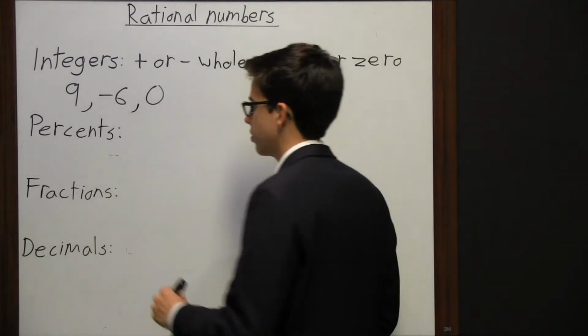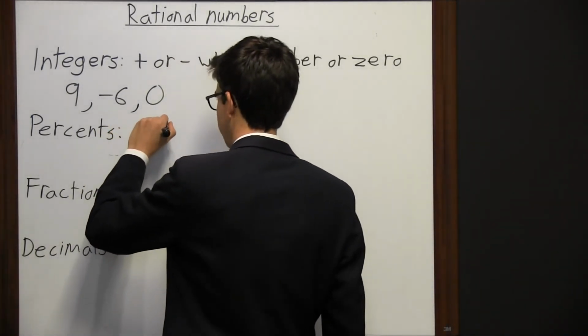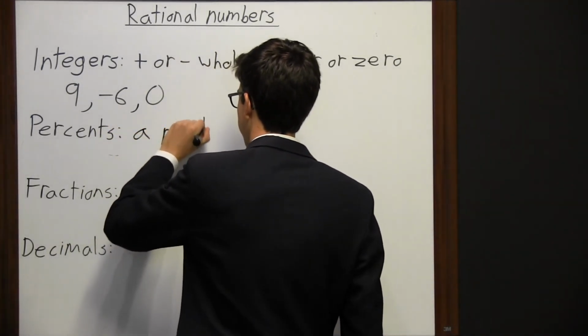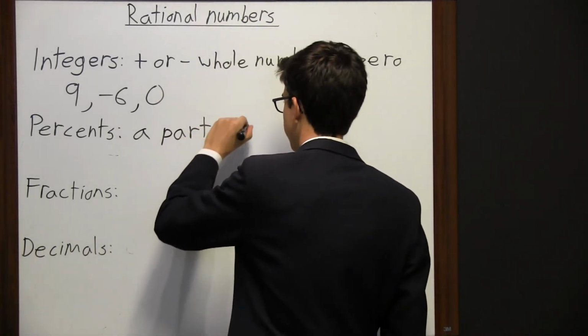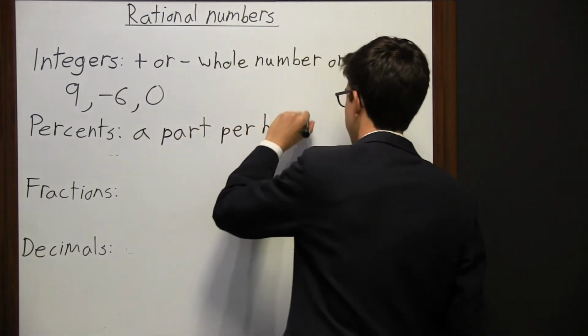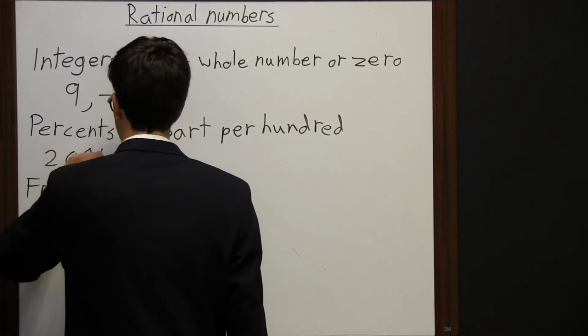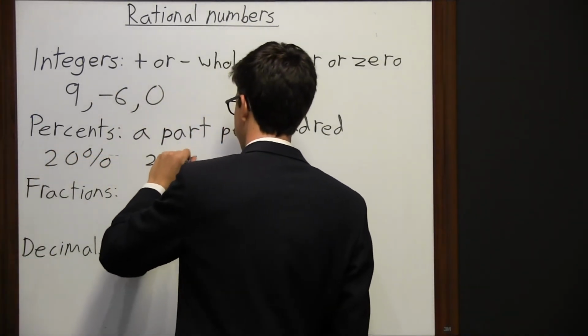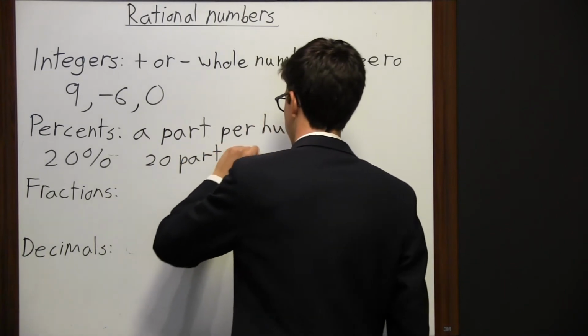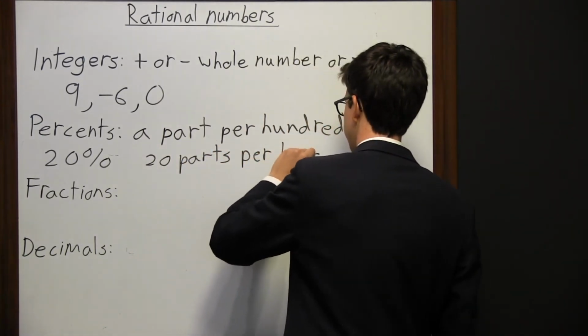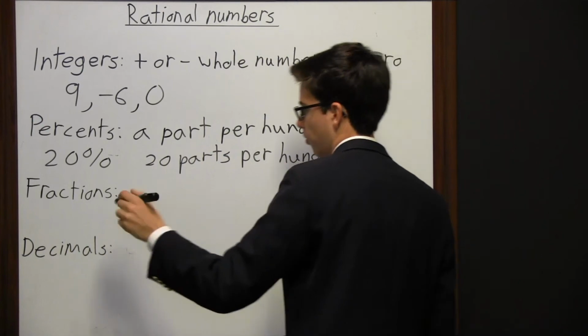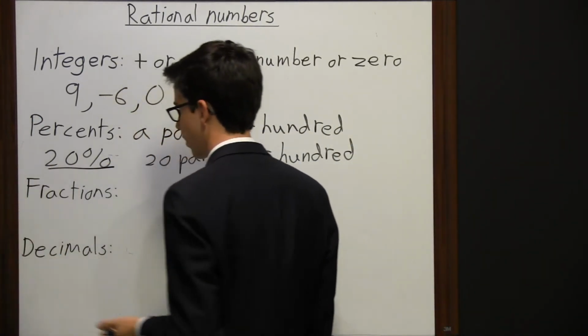And so now we move on to percents, which is kind of a more complicated way to say percent is a part per 100. So an example of a percent is 20%, which we could also write as 20 parts per 100. But the important thing here is just you know what a percent is, like 20%.